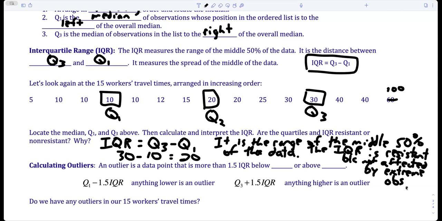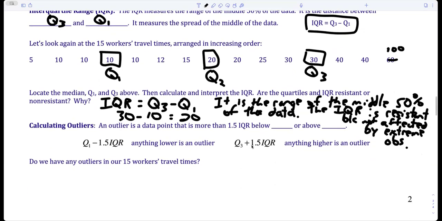And that brings us to this. Okay, there is a mathematical way of calculating an outlier. Okay, it is given by this formula. So an outlier is a data point that is more than 1.5 IQR below Q1 or above Q3. So Q1 minus 1.5 IQR, anything lower than that is an outlier. Q3 plus 1.5 IQR, anything higher than that is considered an outlier.